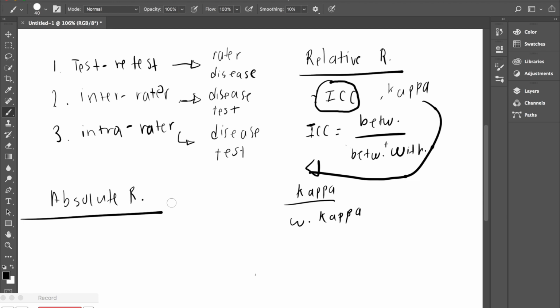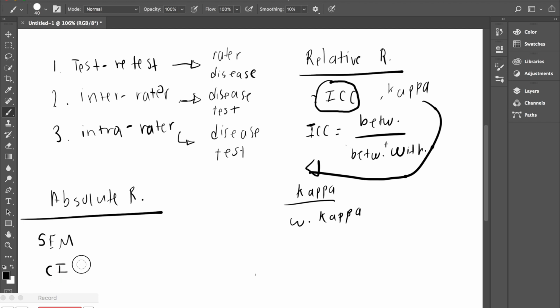And absolute reliability is the ability of an instrument to essentially stay consistent. So it's the degree to which repeated measurements vary for individuals. And the way that I'm going to report my absolute reliability is by reporting something called the standard error of measurement. Okay? And I can actually also report my absolute reliability with a confidence interval.